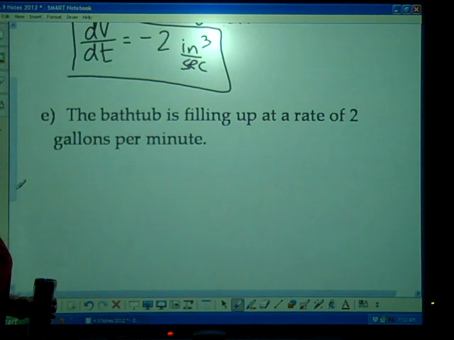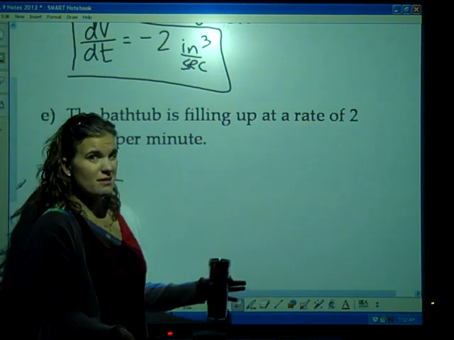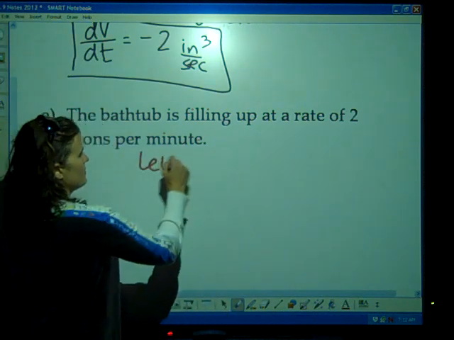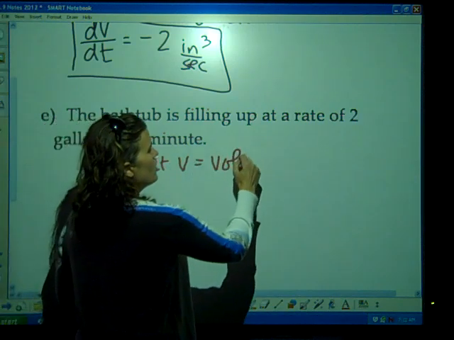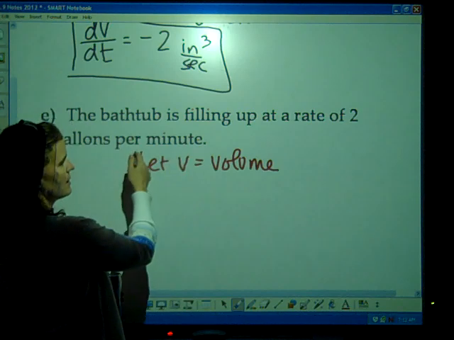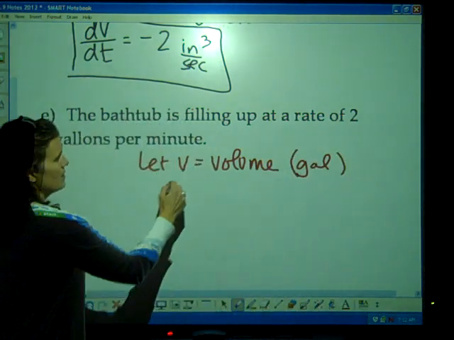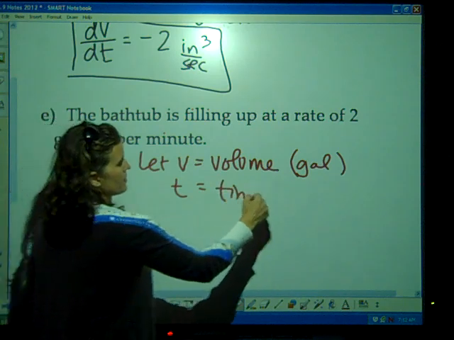All right, the bathtub is filling up at a rate of 2 gallons per minute. So bathtub, we're talking about really the volume of the bathtub, right? So if we let V be the volume of the bathtub, or you could talk about the amount of water in the bathtub, that's totally fine. In this case, it's in gallons. Okay. Time is in terms of minutes.